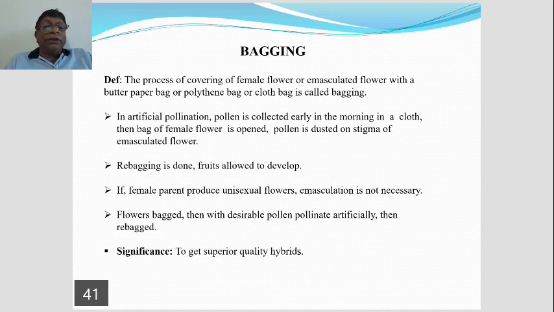In these hybrids, the yield is high, and disease resistant and drought resistant characters are introduced. So that's all about bagging and artificial hybridization. Important for 3 marks. Okay. Explain artificial hybridization.